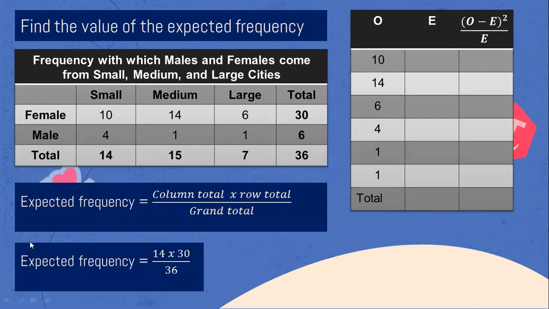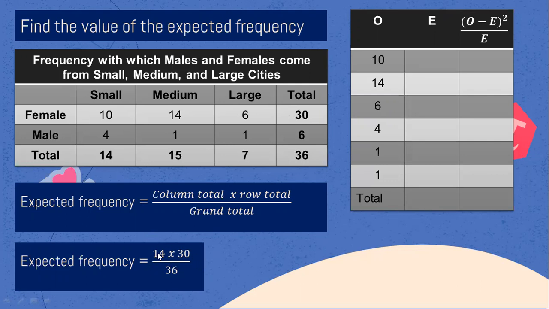Therefore, the expected frequency of the female respondents who came from small city is 14 multiplied by 30 over 36. Again, what is the column total of the female who came from small city and what is the row total? Because that will help us find the expected frequency. The column total of 10 is 14, the row total of 10 is 30, and the grand total is 36. Then we have the product of 14 multiplied by 30 divided by 36.